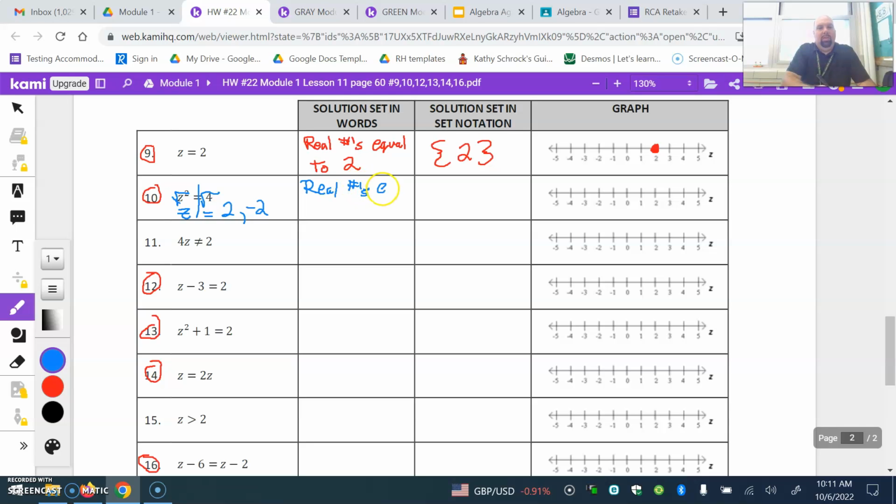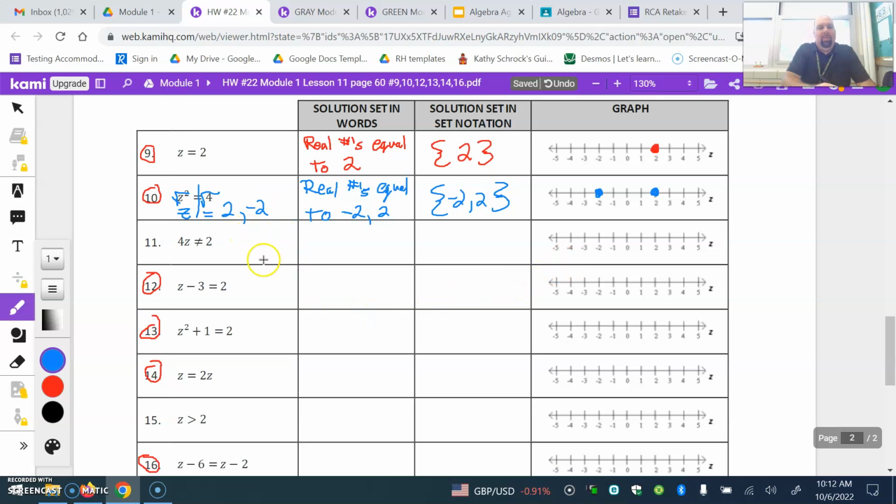equal to, and now I have to put it in order from least to greatest, equal to negative 2 and 2. And I do the same thing in my curly brackets, put a negative 2, comma 2. And over here, I have 2 shaded dots or points, one at negative 2 and one at 2.